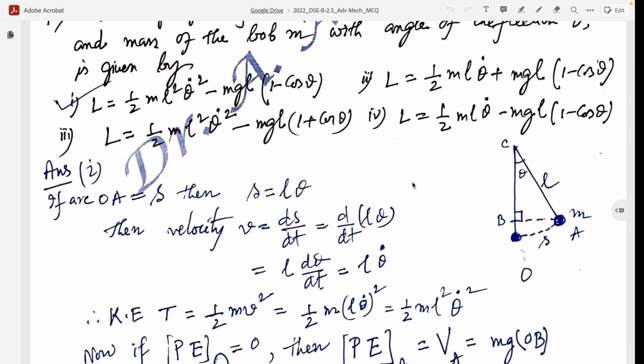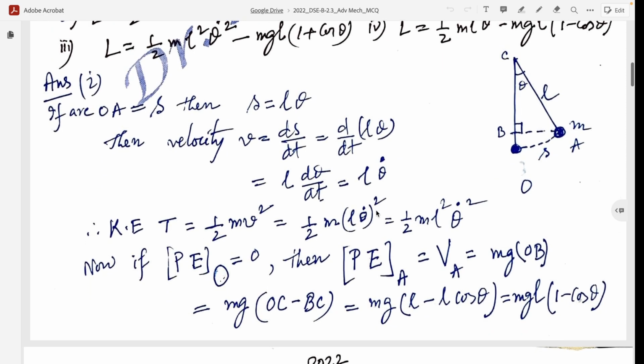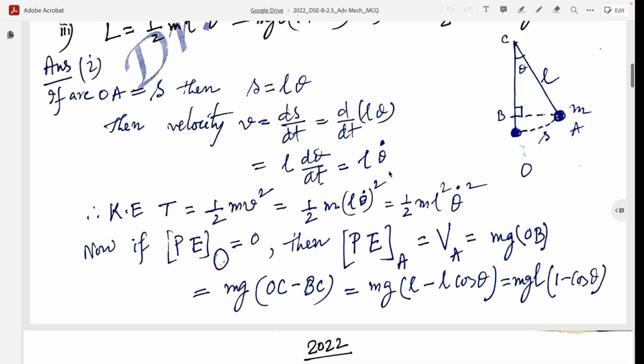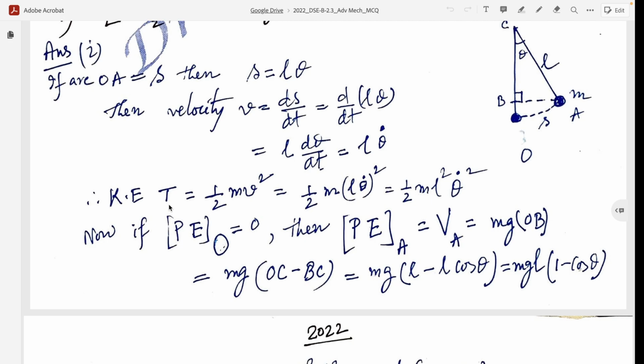C is the point of suspension, and theta is the angle at the position A from the mid position OB, so s equals l theta. Then the velocity v equals ds by dt, which equals d/dt of l theta, and l is constant, so it is l d theta/dt, equal to l theta dot. Then the kinetic energy T equals half m v squared, equal to half m (l theta dot) squared, so half m l squared theta dot squared.